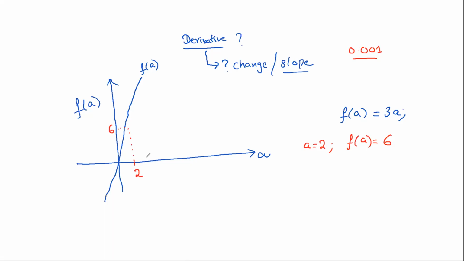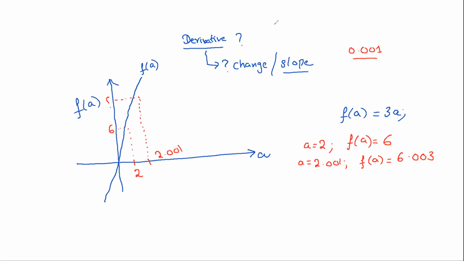Okay, so maybe I can draw it here. This is 2.001. So I'm interested that when I increase the value of a by a very small amount, what is the impact on f of a? It means I'm now interested in, okay, what is this value? So you can plug in here and it will come out to be 6.003. So in other words, what we are saying is, let me just change the color of the ink.